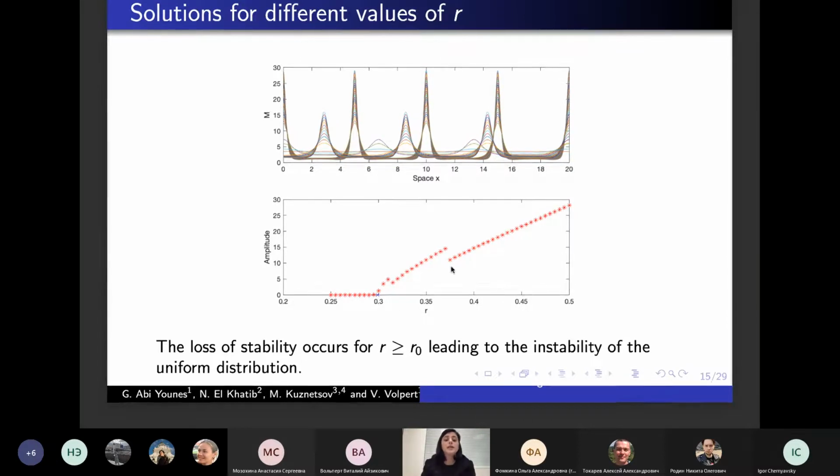That means that the loss of stability occurs for R greater than R0, and this leads to the instability of the uniform distribution of the solution SR.